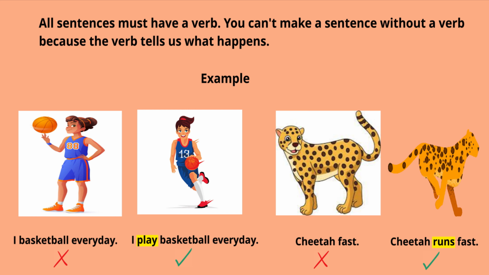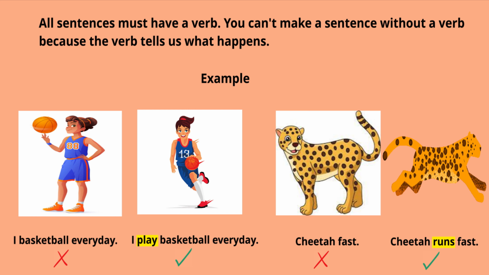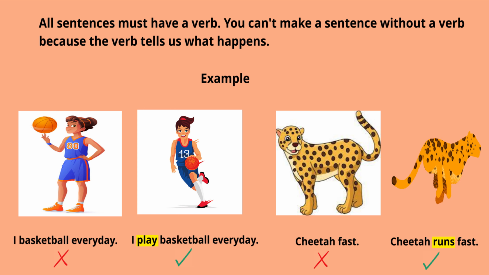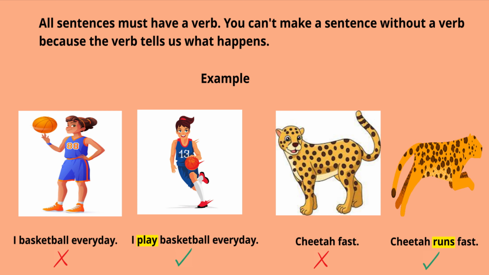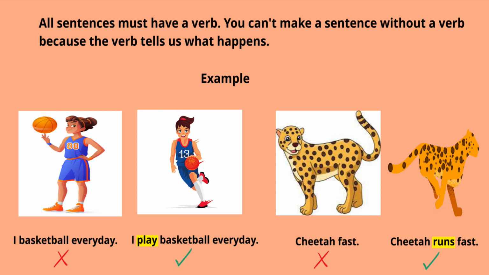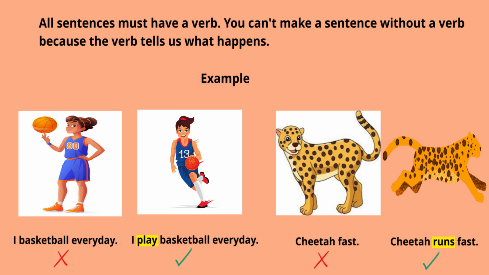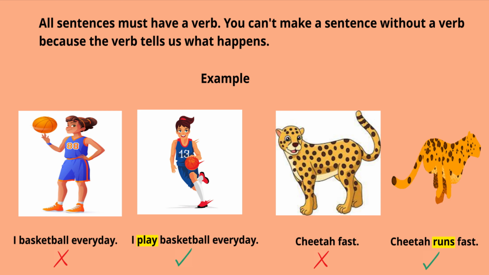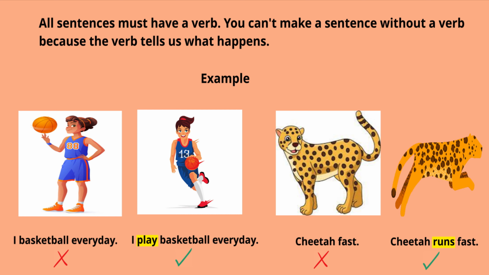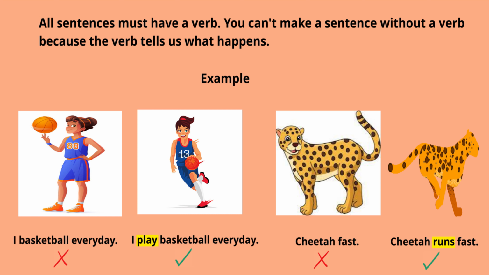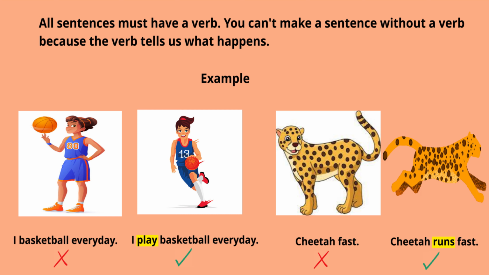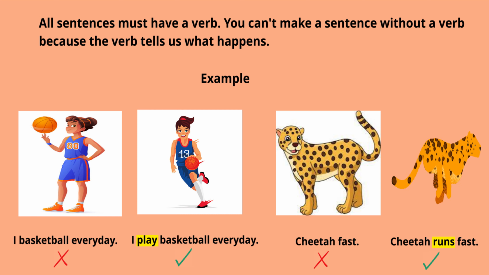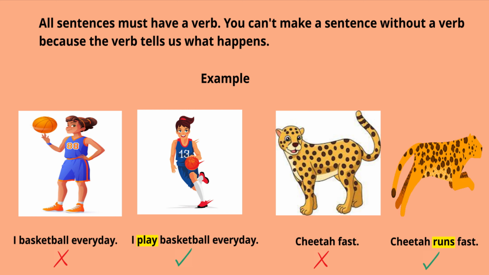In the third image, what do you see? You see cheetah. We wrote cheetah fast. What does that mean? Does it mean anything? No. In the last visual, you can see cheetah running very fast, right? Cheetah runs fast. So here, runs is the verb as it is telling us what the cheetah is doing. Cheetah is the noun, runs is the verb in this sentence.